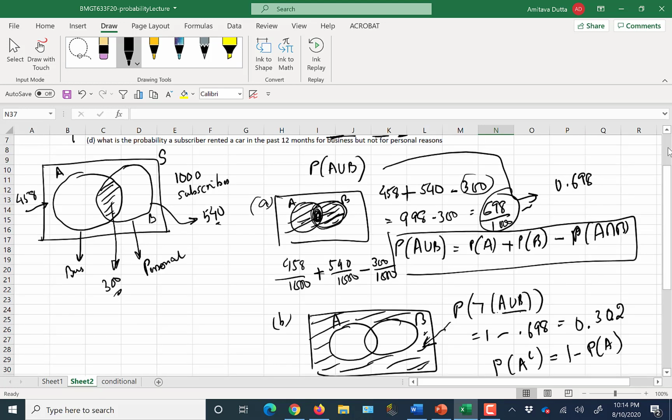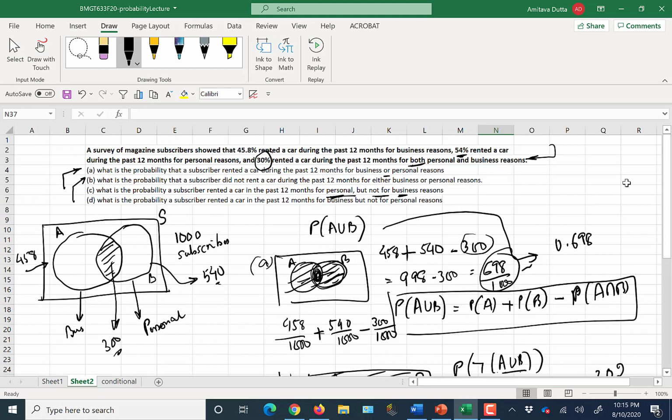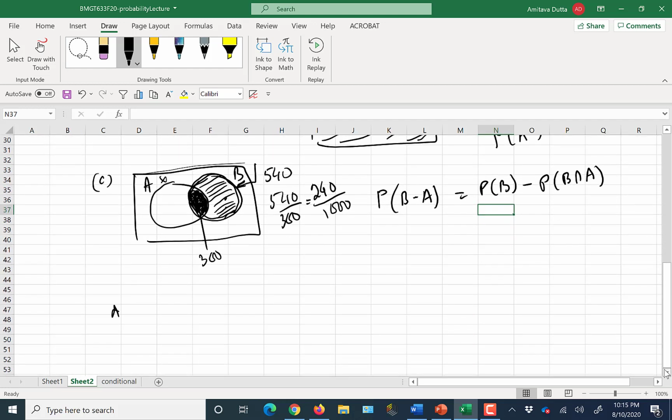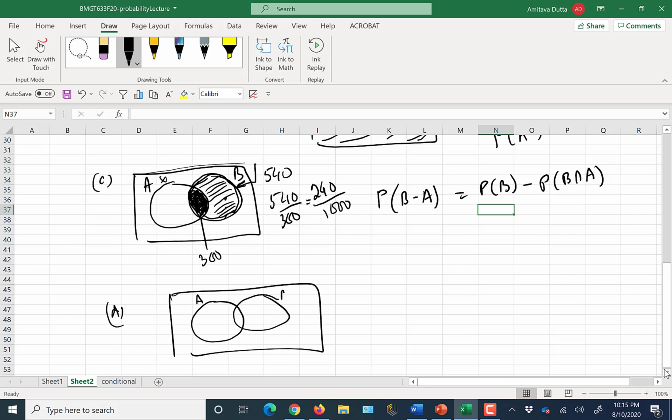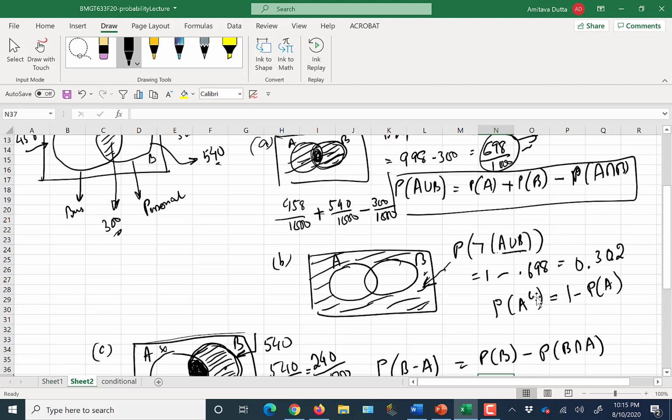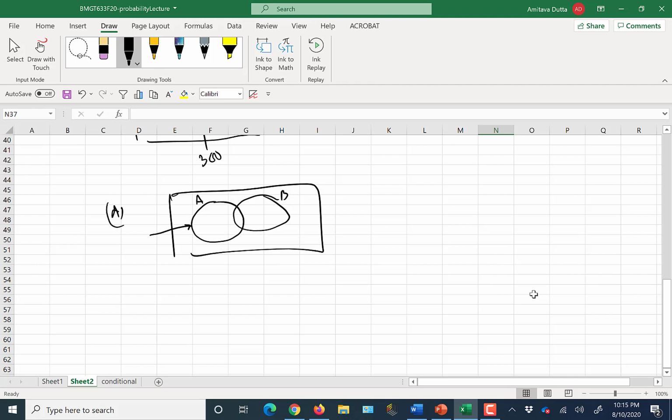Part D says, what is the probability that a subscriber rented a car for business but not for personal? That's fairly easy to do now. Here's D. Here's my box. So I have 540 who rented a car for personal reasons, and we had, how many did we have? We had 458 subscribers who rented a car for business reasons, and this middle portion is 300, isn't it? We've already seen that.